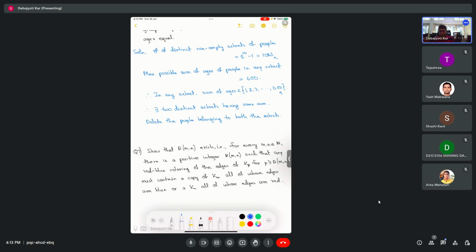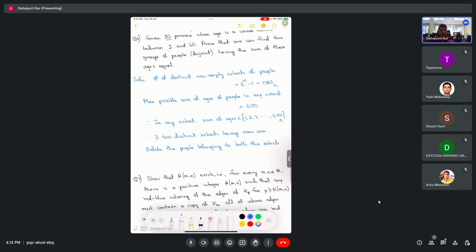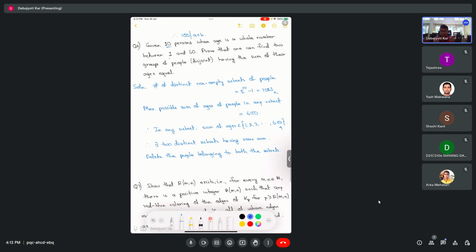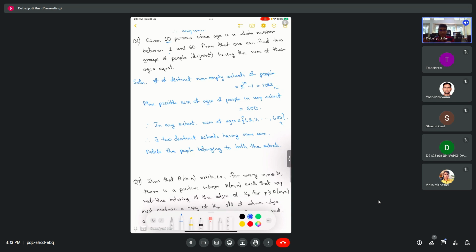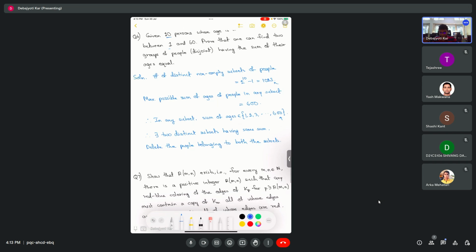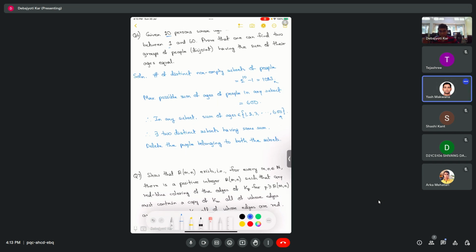That's it. So we are done. So we have got two disjoint subsets of people whose sum of ages is the same. Okay, so is this clear? Yes, sir. Okay.